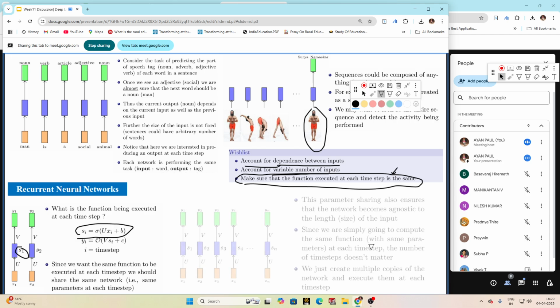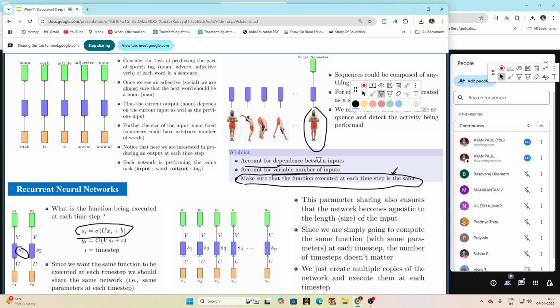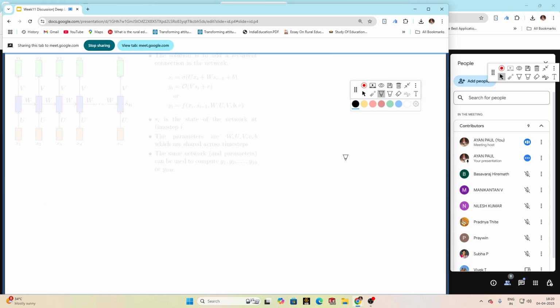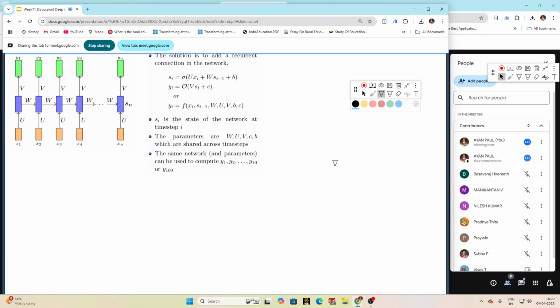But these two steps we have not done, that is account for dependency between the inputs. Account for variable size of input, we have also done, because see, this neural network is for 2, but if we do the same thing for 10 or 12 inputs, this network will be the same. So variable number of inputs we have done, and make sure the function executed at each time step is the same. Those two things we have done. But the first thing we have not done yet, that is account for dependency between the inputs. So how will we do that? We will do it with a network known as recurrent neural network.